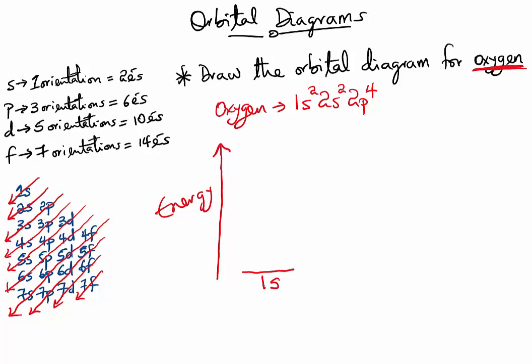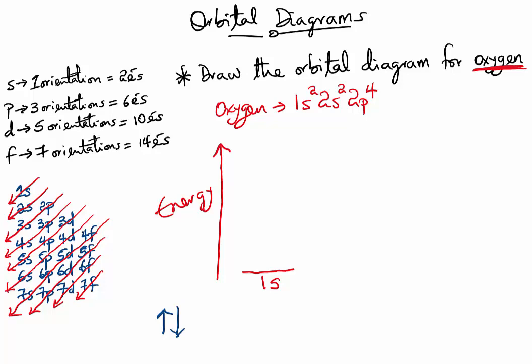1s orbital. It has 2 electrons. Now, according to the spin quantum number, if 2 electrons are occupying the same orbital, one of them will have to spin up, which will represent like that. The other will have to spin down, which is represented like that. This is a question. Why?